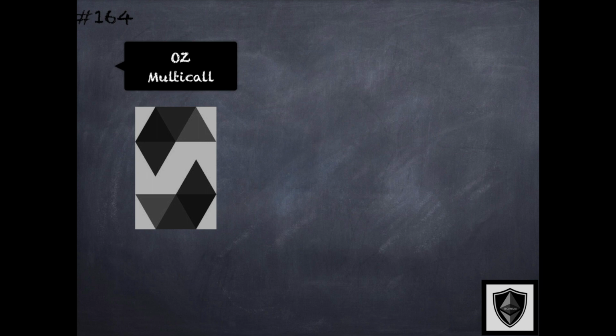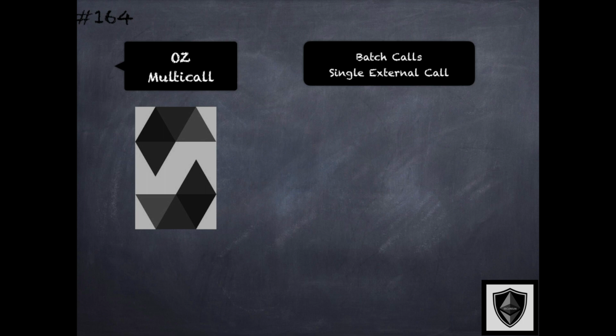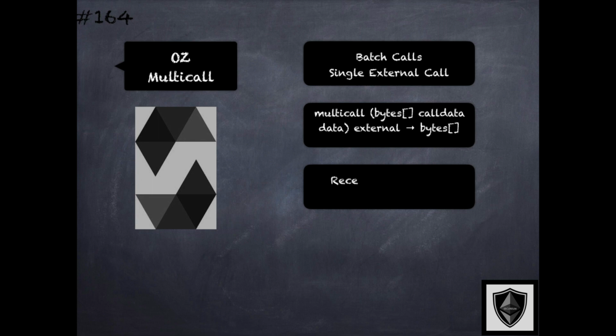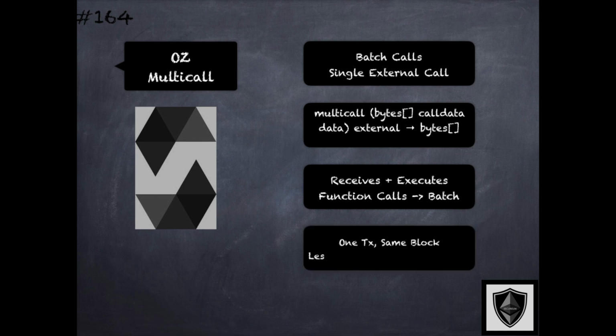OpenZeppelin provides a multi-call library that allows a smart contract to batch multiple calls together in a single external call to this contract. And this function is multi-call. It takes in a single data parameter as shown here, and it returns a bytes array of all the return parameters from those multiple calls. So it helps this contract to receive and execute multiple function calls in a batch. And the benefit of this is that it is less overhead and makes it more gas efficient, because all these multiple calls are now packaged in a single call within the same transaction of the same block.